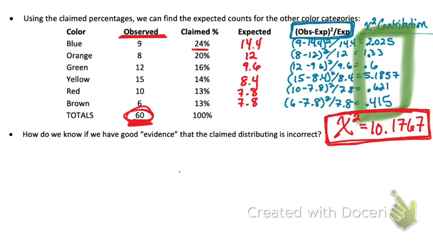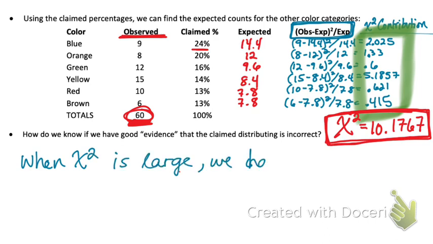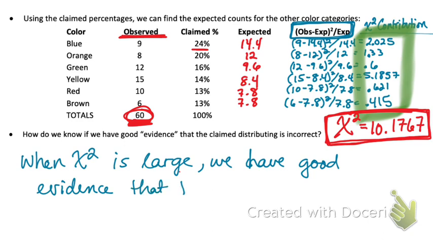How do we know if we have good evidence that the claim is incorrect? It's yellow, a big number. When chi-square is large, we have good evidence that the claim is false, because that means that what we observed and what we expected was a really big difference. That means there's probably an issue with what they claimed it should have been.